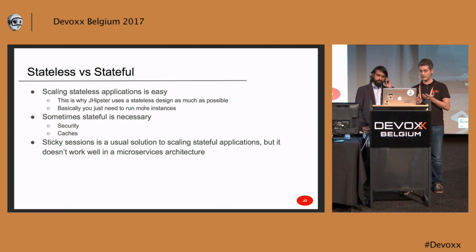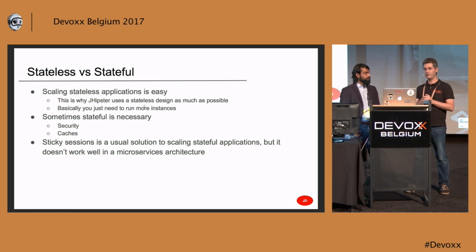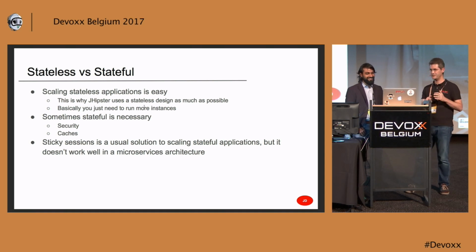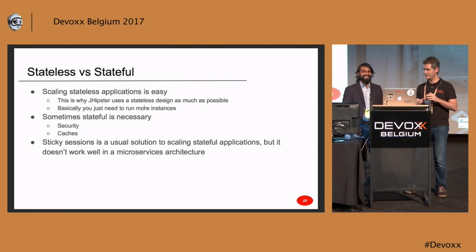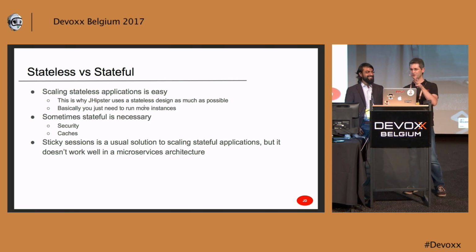There's a usual solution for that when you do a monolith, which is that you do sticky sessions. It's a very usual solution. I remember the first time I did it was like 20 years ago. It still works. I even wrote the original documentation for JBoss on sticky sessions, like JBoss 2.2, something like that.